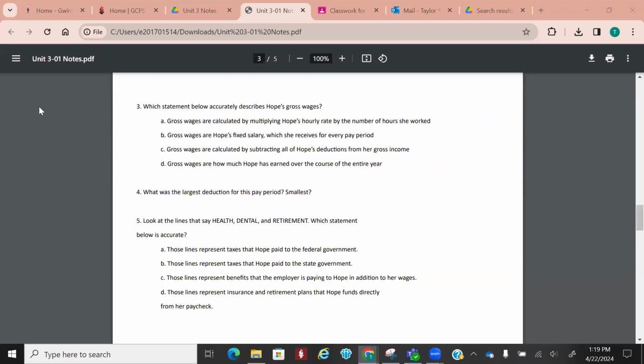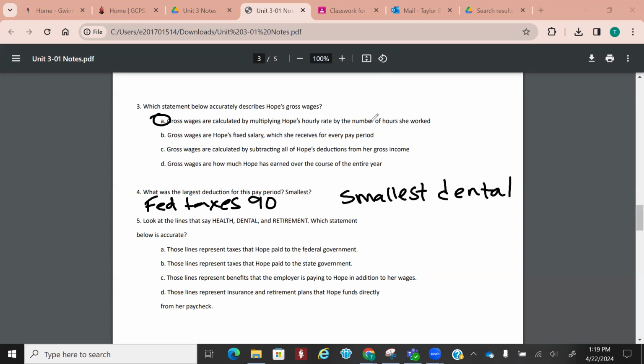Okay, so that's A. What was the largest deduction for this pay period? So federal taxes, if you look at the pay stub, is going to be $90. And then her smallest is going to be her dental insurance. So again, you can see that from the little pay stub. Scroll up to the top. Look at the lines that say health, dental, and retirement.